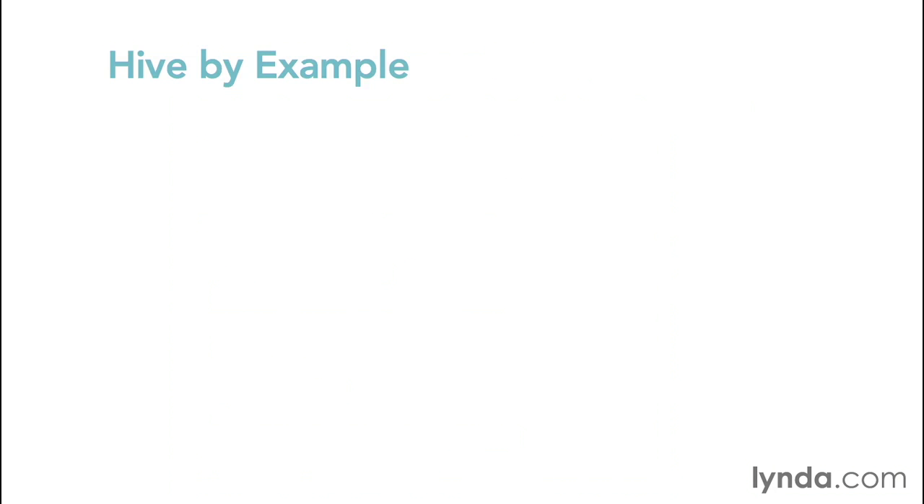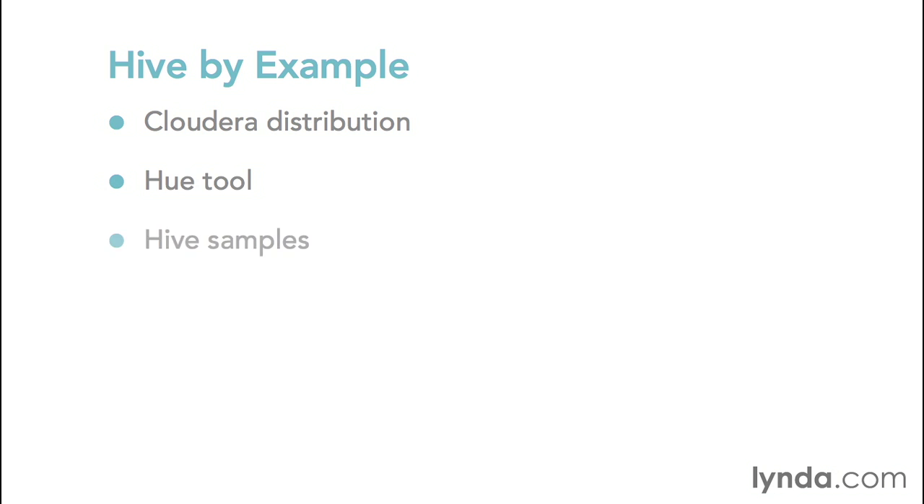Next, we want to look at Hive by example. In order to do this, we can look at one of the distributions, and we're going to look at Cloudera. Cloudera includes a Hue tool, which is a graphical browser, which makes it really easy for us to just spin up and check out some of their sample Hive queries. In order to run these samples, you have to install them on your developer cluster, and I'll show you how to do that in the demo coming up next.